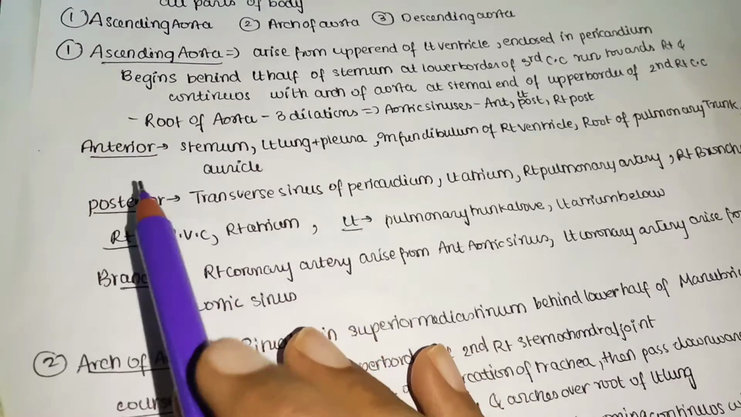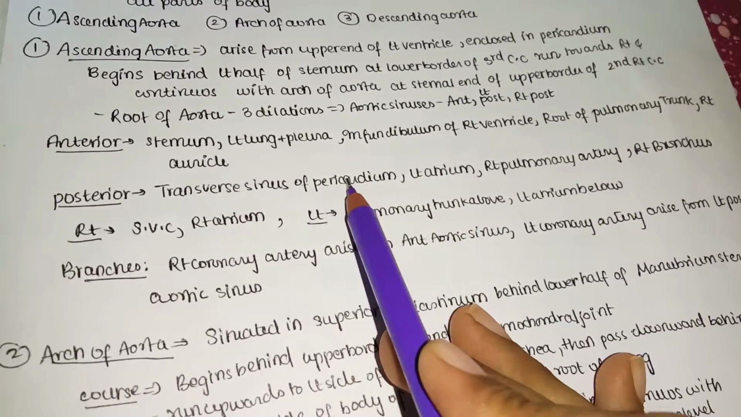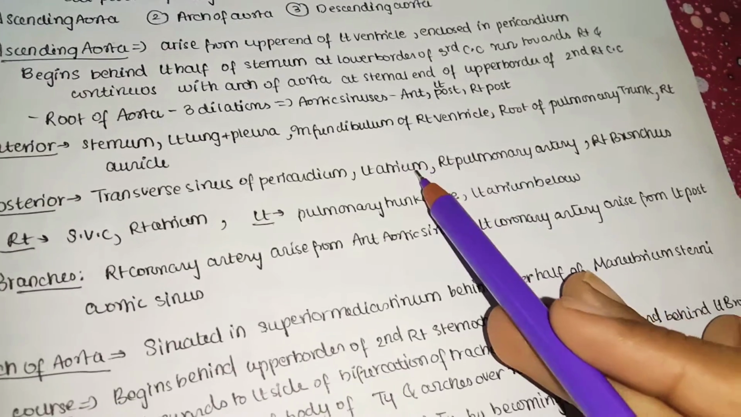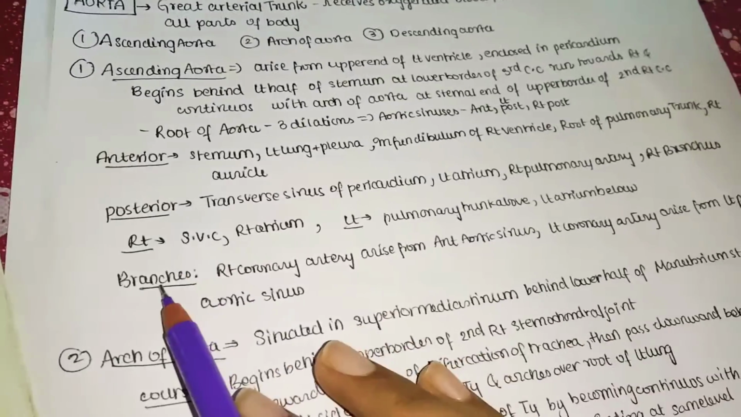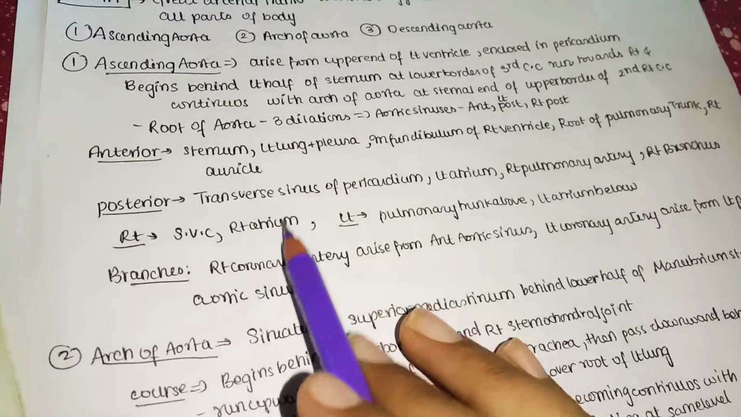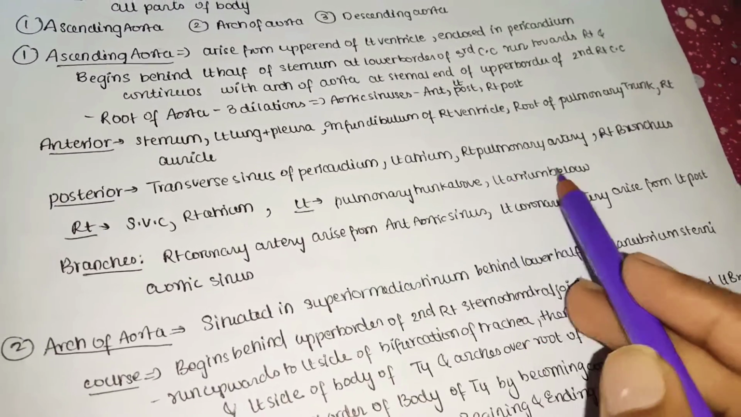Next, coming to posterior to the ascending aorta, you have the transverse sinus of pericardium, the left atrium, the right pulmonary artery, and the right bronchus. On the right side you have the superior vena cava and right atrium, whereas on the left side you have the pulmonary trunk above and the left atrium below.